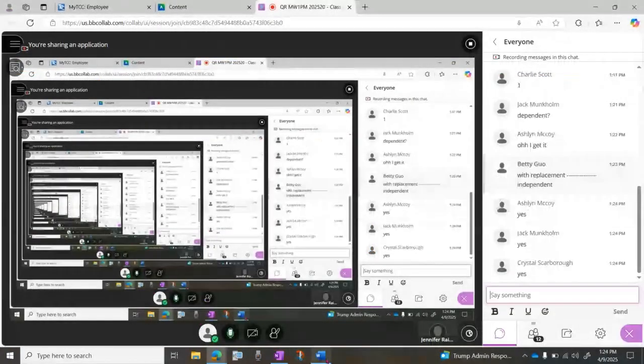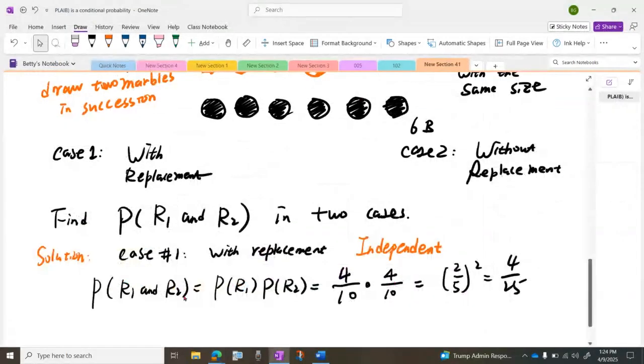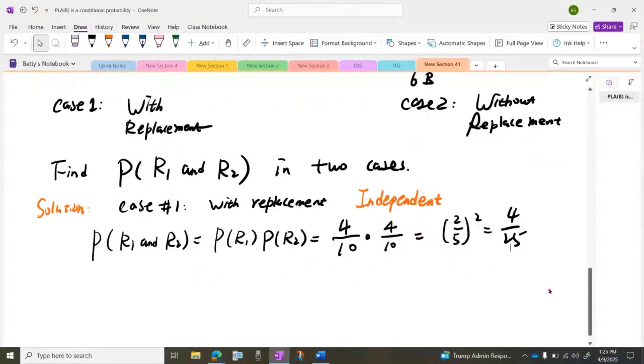Very good. Yes, it is independent. Thank you guys for your response. So in the case with replacement, the probability of getting 2 red colors is 4 over 25.